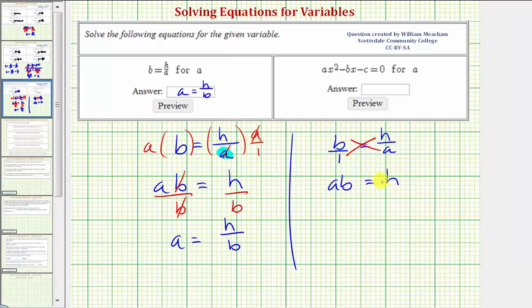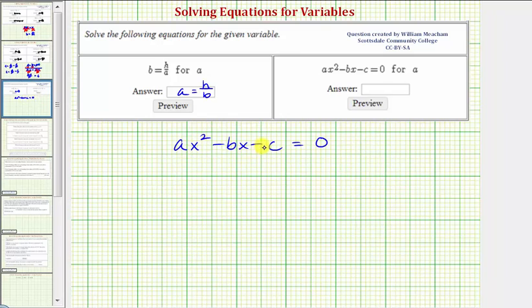Notice how we have the same equation here as we did here on the left. If we divided both sides of the equation by b, notice how we would still have a equals h divided by b. So there's more than one way to solve this equation for a.